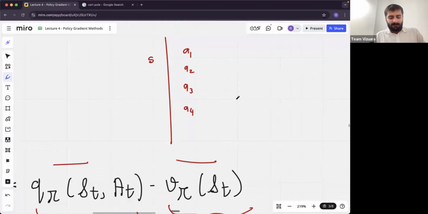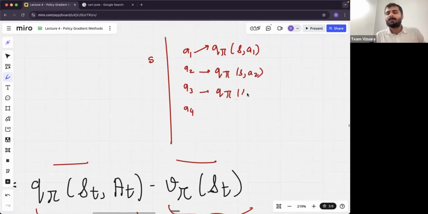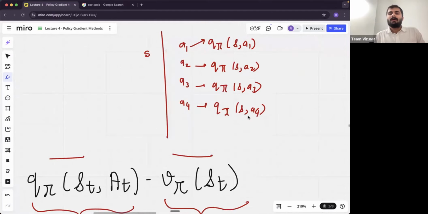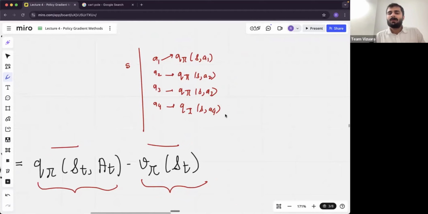Now, I am interested in calculating the advantage function for all these actions. And the way I'm going to calculate the advantage function is, first I'm going to estimate the Q values for all of these. So this is Q pi of s comma a1. This is Q pi of s comma a2. This is Q pi of s comma a3. And this is Q pi of s comma a4. And then I can also estimate V of s. So what is V of s? V of s is the expected return which I get starting from that state till the end of the episode.